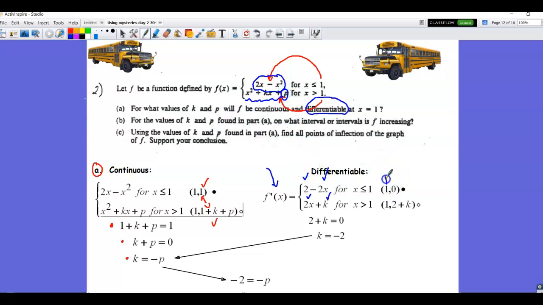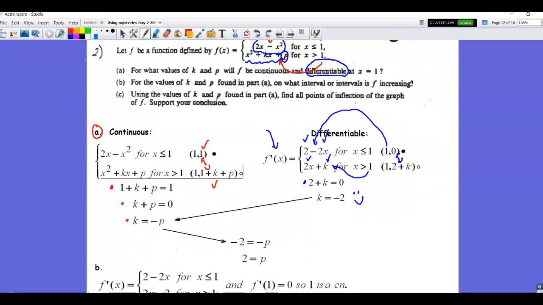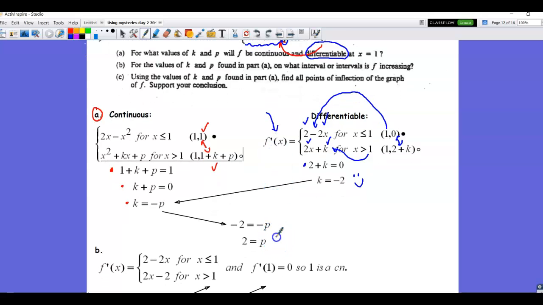Then we're going to do the same thing we did for continuity. We're going to substitute in the 1, and we're going to substitute in the 1, and so we output these 2 first derivative values that need to equal each other. So this is me setting the two values equal, and that allows me to find the value of k to be -2, which allows me to come back over here and find the value of p to be +2. So I have my 2 values of k and p.